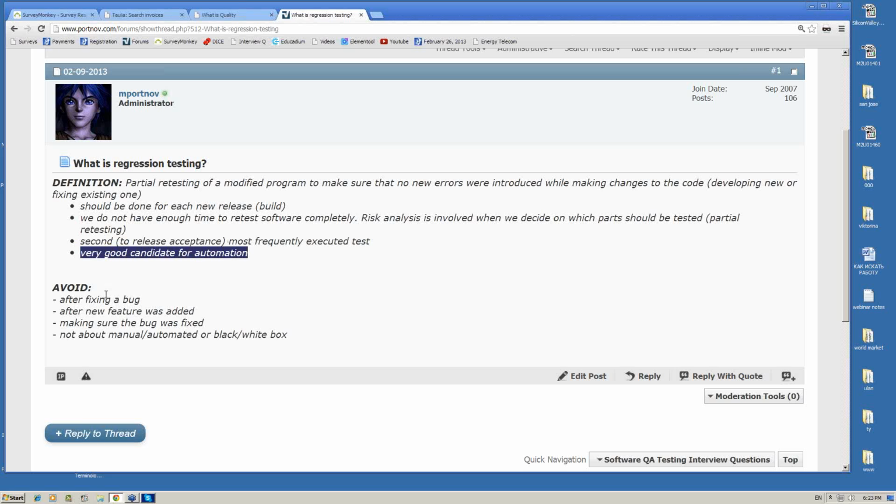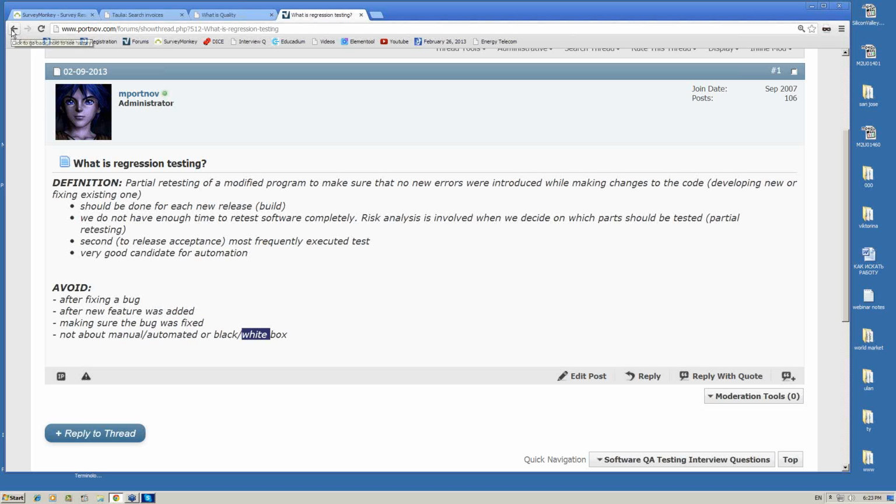Good. Avoid saying it is after fixing a bug. Avoid saying it is after a new feature was added, because it also narrows down the scope. Avoid saying it is making sure the bug was fixed. That is verification of a fixed bug. And never ever make relations between regression testing and manual or automated. It could be done manually. It could be done in an automated way, or black box or white box. It could be done either way.